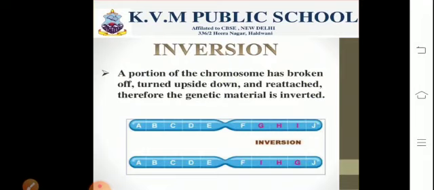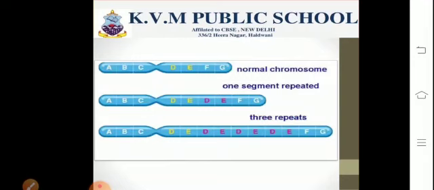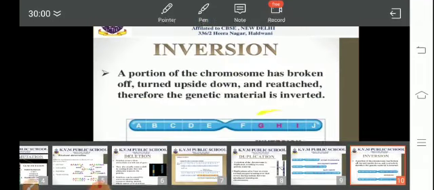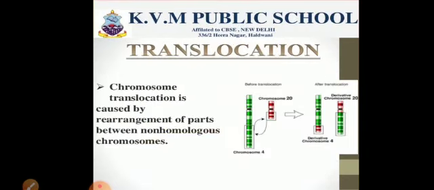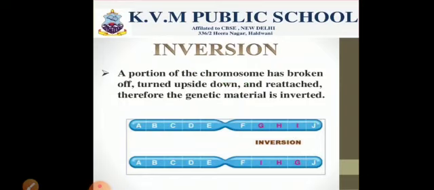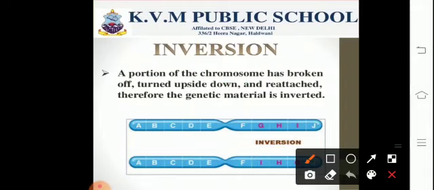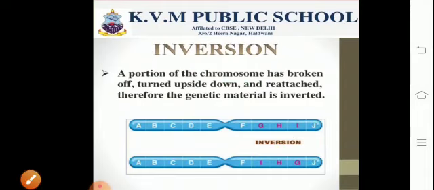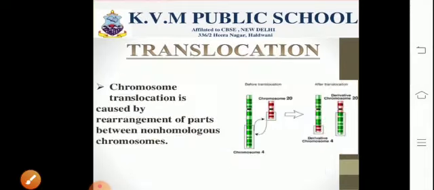Inversion is a kind of chromosomal mutation in which a portion of the chromosome breaks off, turns upside down, and gets reattached. For example, as can be seen in the slide, GHI has been inverted as IHG. Because of this inversion, there will be production of a faulty protein.